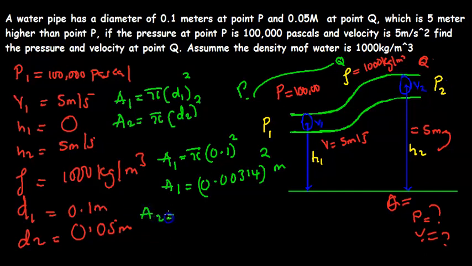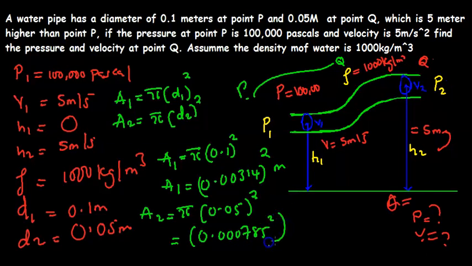What about A2? In this case, A2 is going to be pi D2 to the power of 2, which is going to be 0.05 to the power of 2. If you punch it in your calculator, your answer is going to be 0.000785. Remember, our unit is going to be in meters, and this is going to be in meters also.